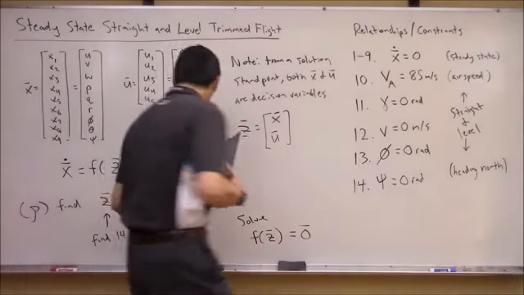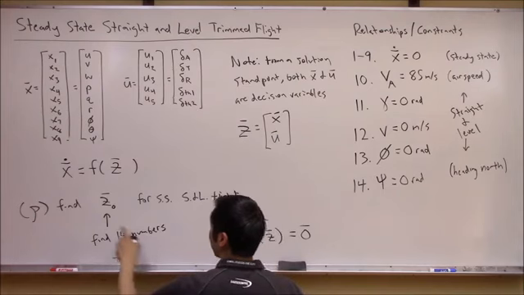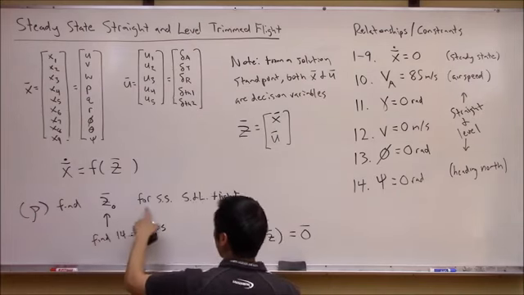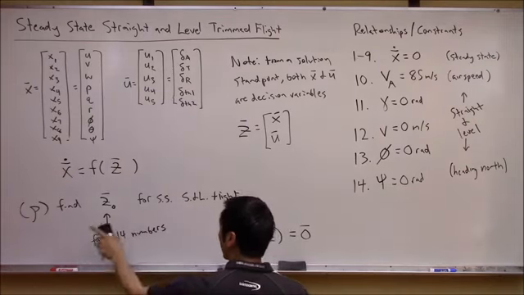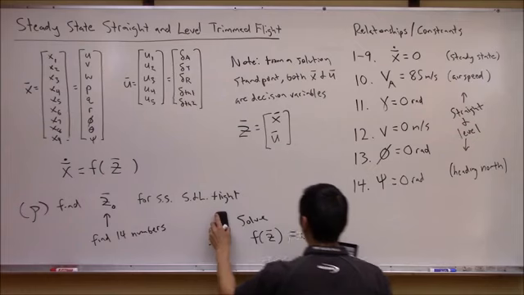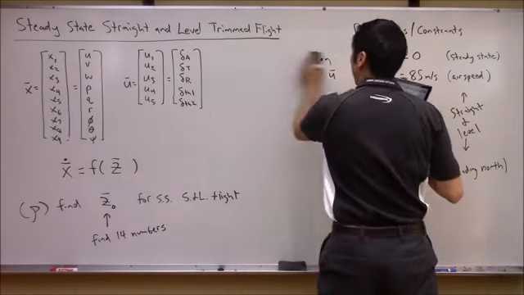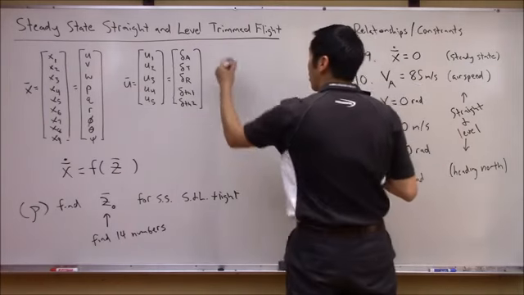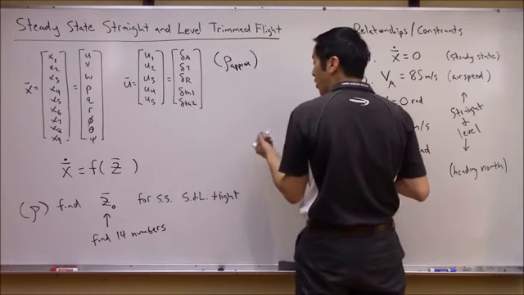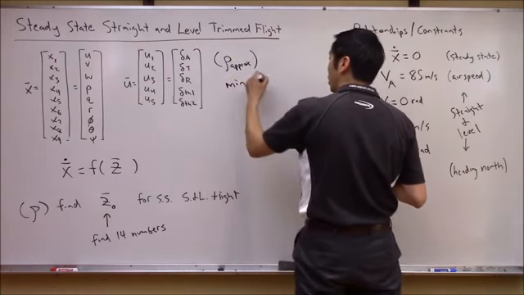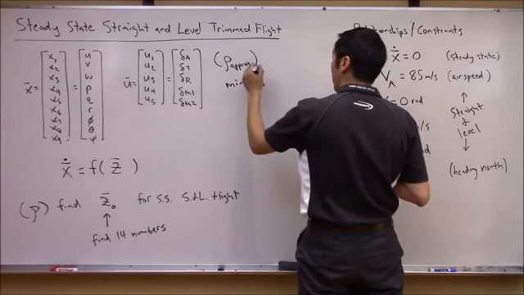In other words, let's come back to this problem statement and slightly revise it. We still want to find the z's for steady state, straight and level flight, but the other way to pose this question is to write another problem, let's call it P approximate. We could try to minimize a cost function, F0, that is, let me see here.